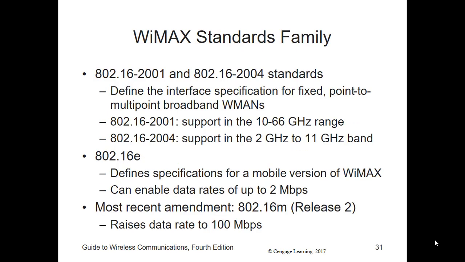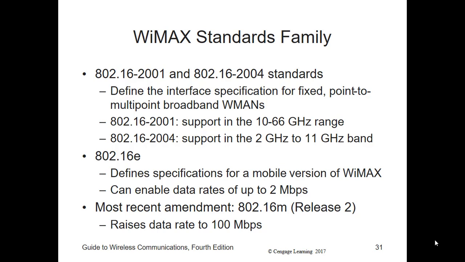Now, the 802.16 covers a huge, wide range of functionality. It's got a number of variations that address specific applications. It defines the interface specification for fixed point to multipoint broadband wireless metropolitan area networks. The 2001 standard included a PHY layer spec for systems operating in the 10 to 66 gigahertz range. It formed the basis of all other standards in the family. In 2004, the IEEE came out with a revised version that supports operating from the 2 to 11 gigahertz range.